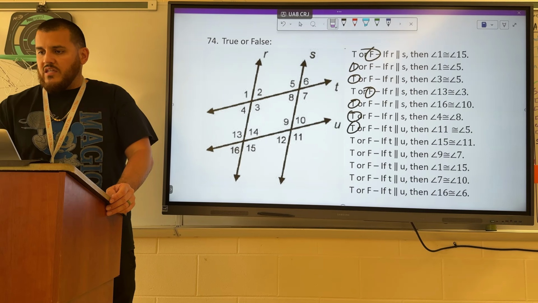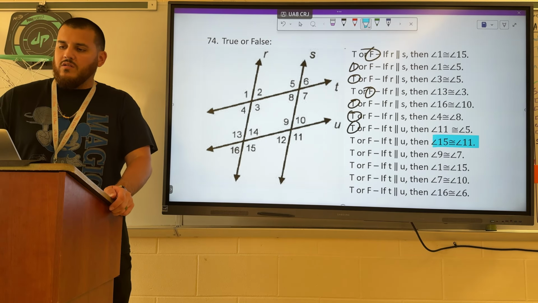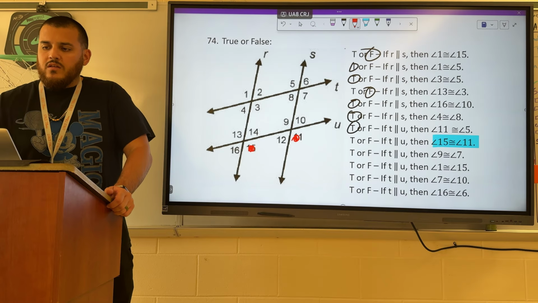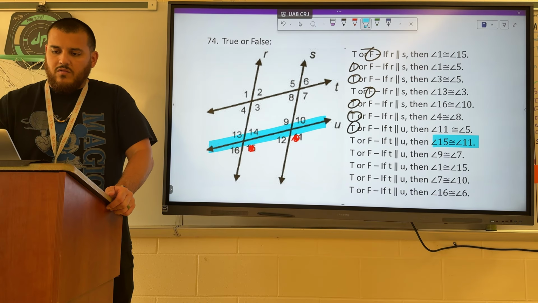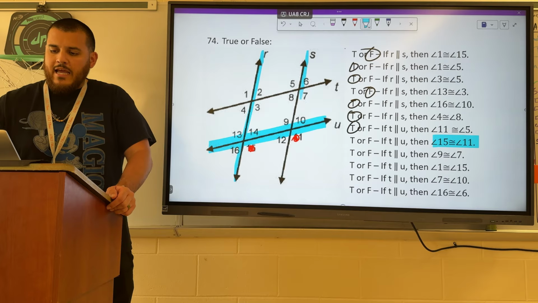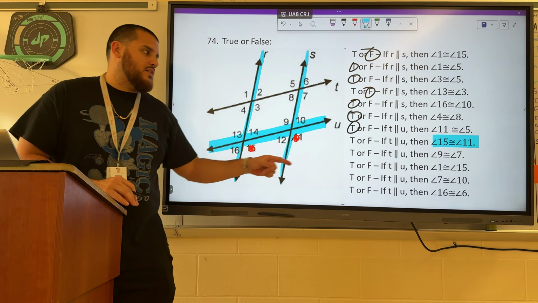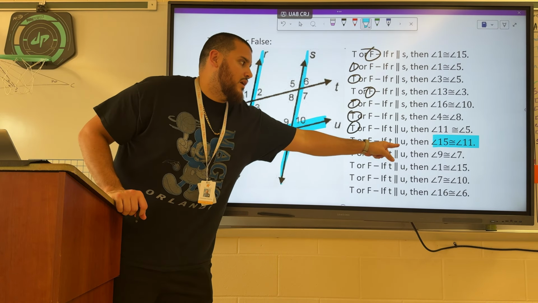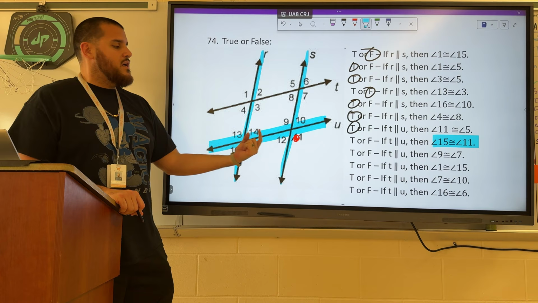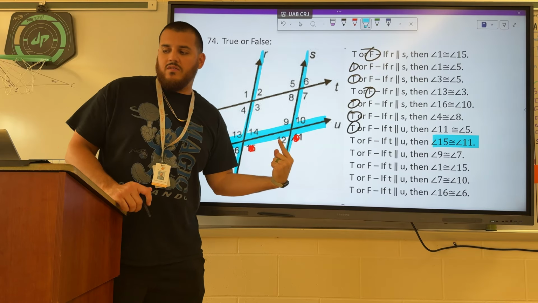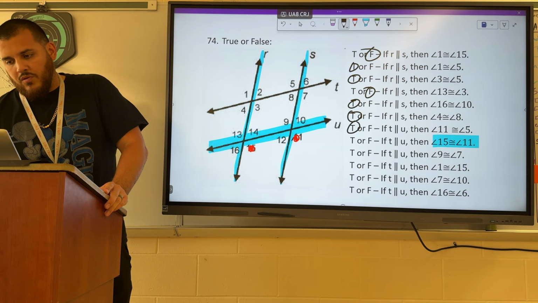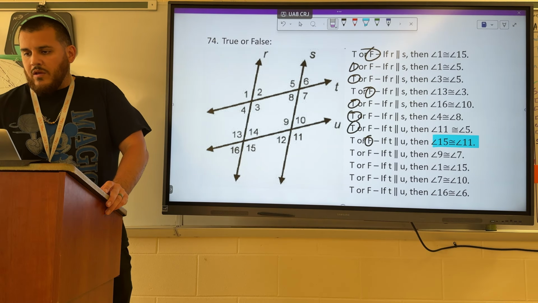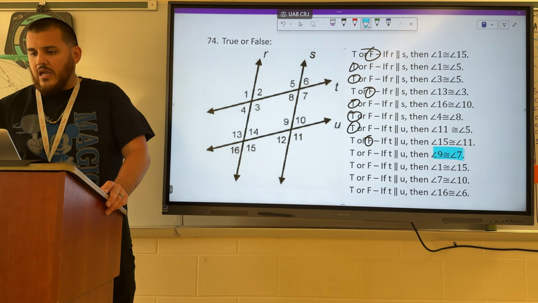We're evaluating. If T is parallel to U, then 15 is congruent to 11. Here is 15. Here is 11. Those are created at the intersection of U and R and S and U. And again, those are not the relevant lines here. These are the relevant lines, but T and U are not. If T is parallel to U, that has no effect on the congruency of these two angles. So we cannot prove that that is true. That would be false.